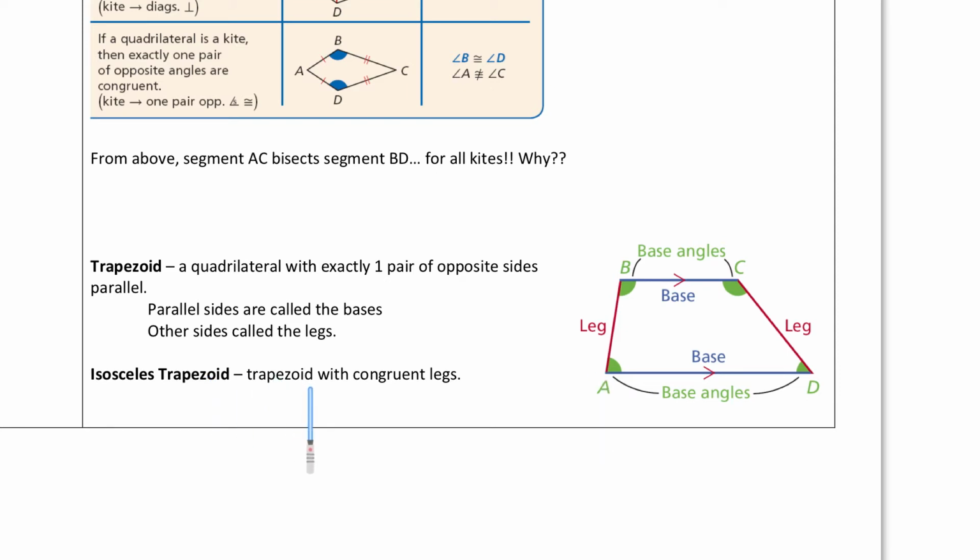An isosceles trapezoid would be one where these legs are congruent. So if this leg went down this way and matched up with this one, then you would get an isosceles trapezoid because you'd have the legs being congruent.